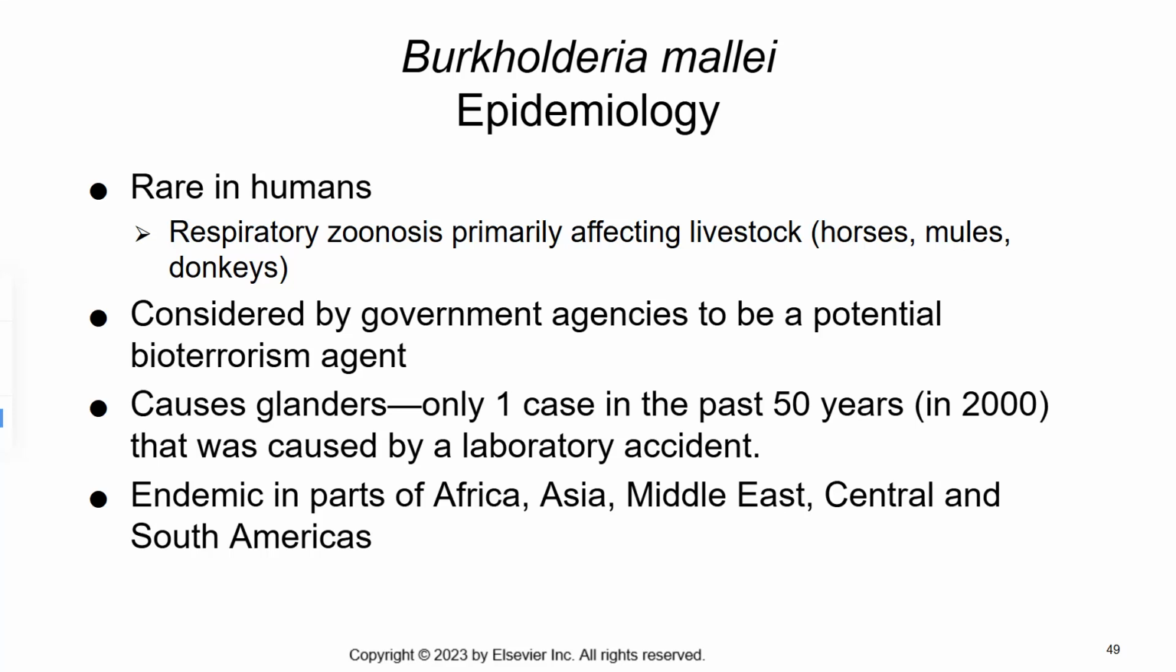Burkholderia mallei. It's rare in humans, but it is a respiratory zoonotic infection primarily affecting livestock: horses, mules, donkeys. It is considered by government agencies to be a potential bioterrorism agent. It causes glanders disease. Only one case in the past 50 years was caused by a laboratory accident. Endemic in parts of Africa, Asia, the Middle East, and Central and South America.